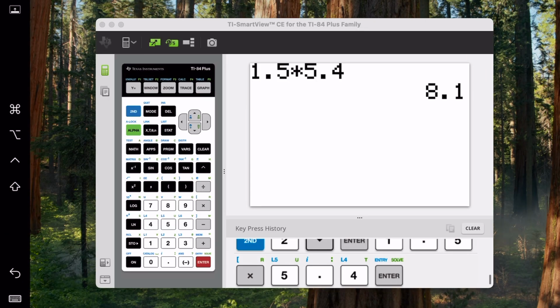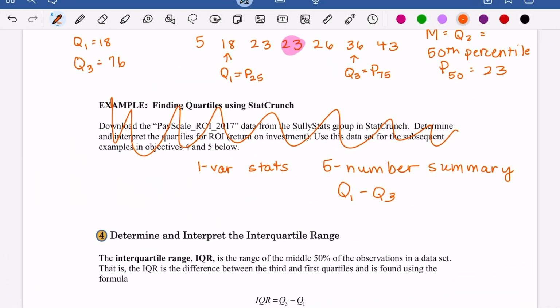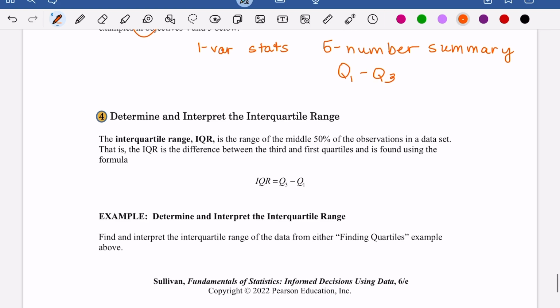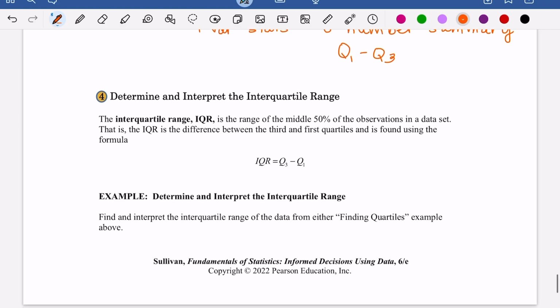Okay, now let's talk about the interquartile range. So the interquartile range is the range of the middle 50% of the data. That is something that I will put on your test. You need to be able to define and understand what the interquartile range is, not just plug numbers in and find it in the calculator. So what am I actually asking you to find?